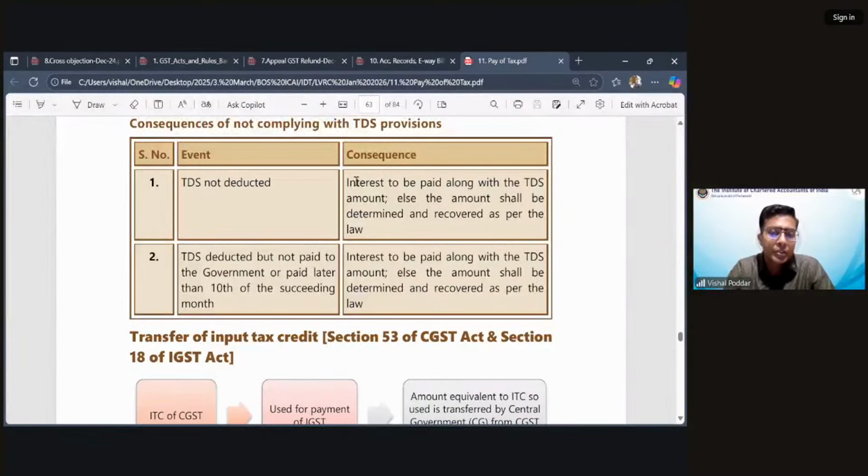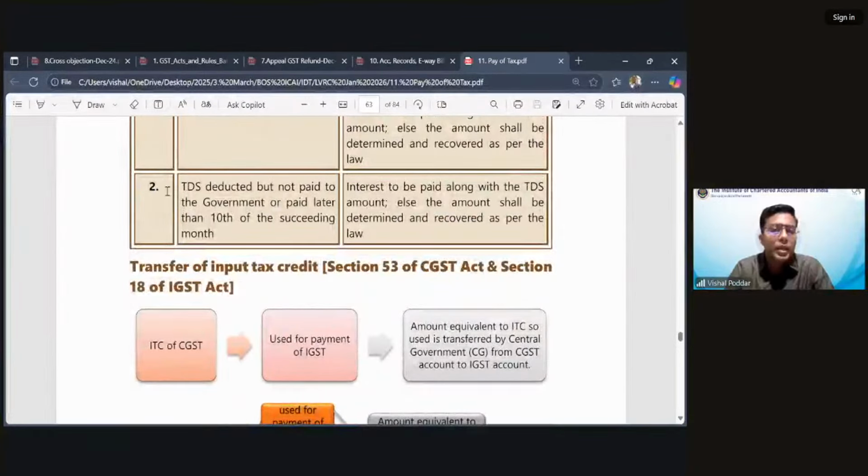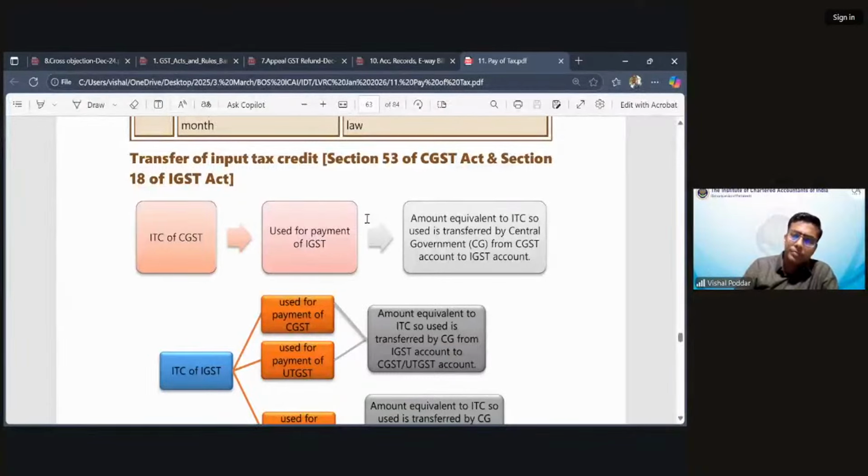Consequences if TDS provisions are not complied with. If TDS is not deducted by the government, interest is to be paid along with TDS, else the amount shall be determined and recovered as per the law. If TDS is deducted but not paid to the government, or paid later than 10 days, interest is to be paid along with TDS unless action will be taken.